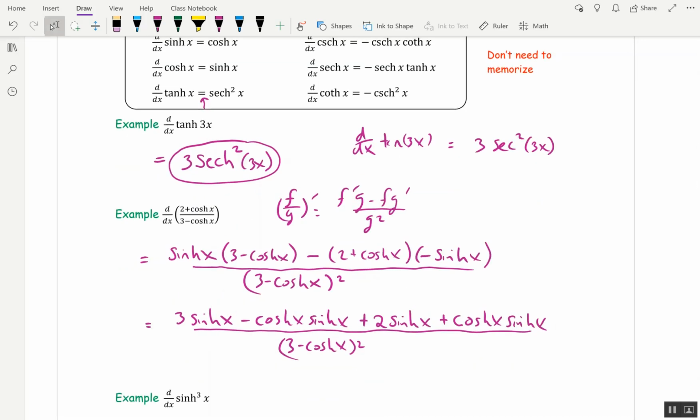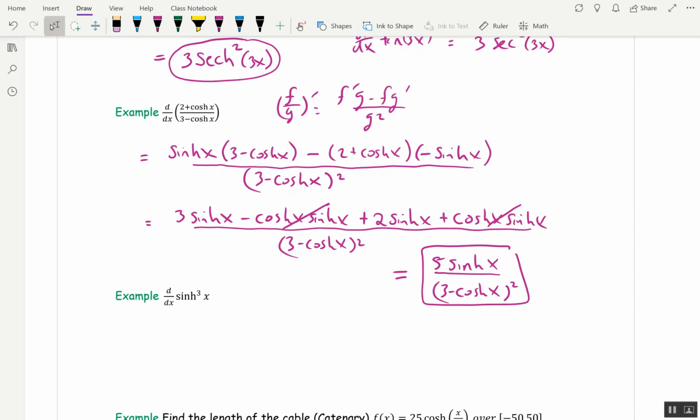All right, and now let's see what happens. This guy kills this guy, and we can combine like terms. We end up with 5 sinh x on the top. 5 sinh x over 3 minus cosh x quantity squared. One more and then we'll do an integral problem.